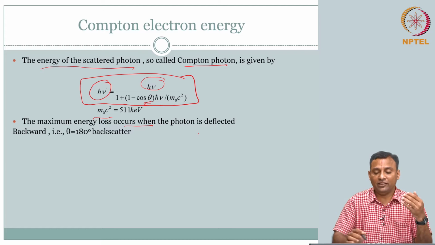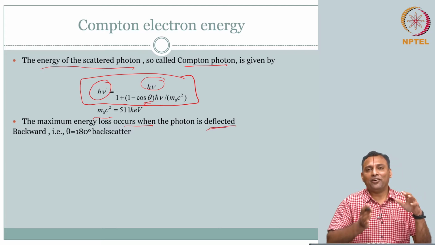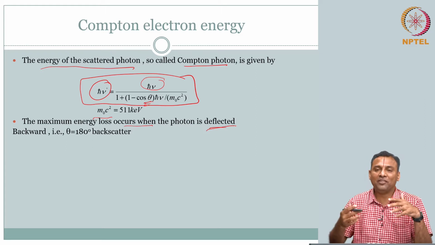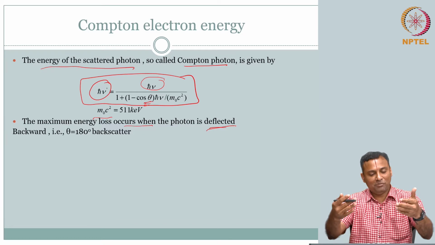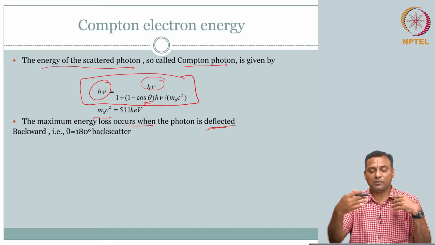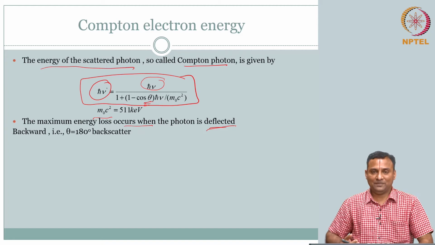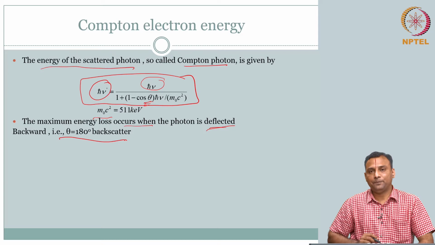I mean, it is actually deflected. Deflected means it is a small angle, but for explaining this, the deflection is backwards, 180 degrees. So, it is essentially a reflection, it comes back in the same direction. Okay. So, which is called back scatter, 180 degree back scatter.